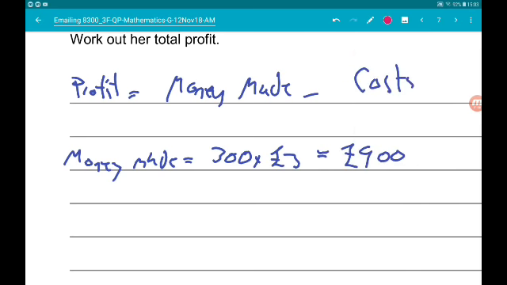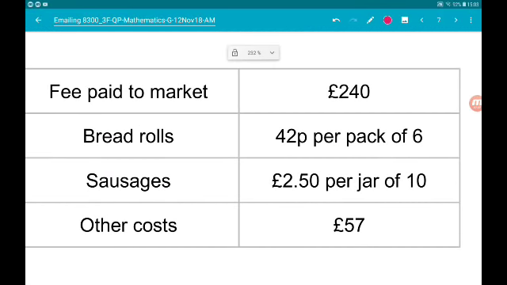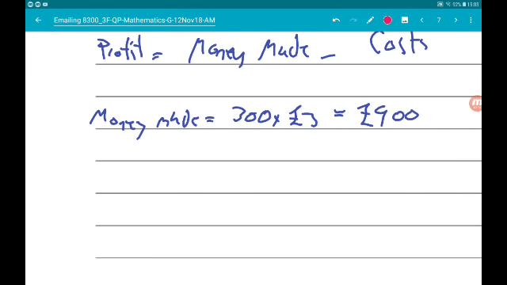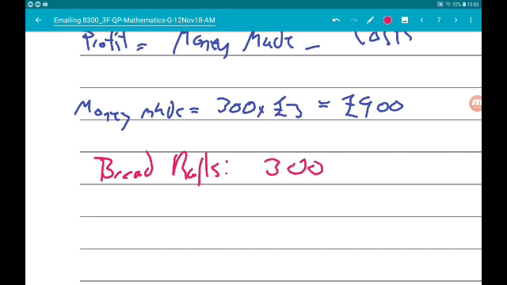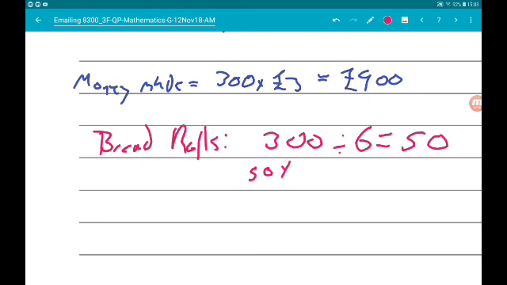So she needs 300 bread rolls. Bread rolls are sold in packs of 6 for 42p per pack. So we need to work out how many packs she needs. So 300 divided by 6 is 50. So she needs 50 packs of bread rolls. So then we do 50 times 0.42, and that is going to give us £21. So that's the cost of the bread rolls.